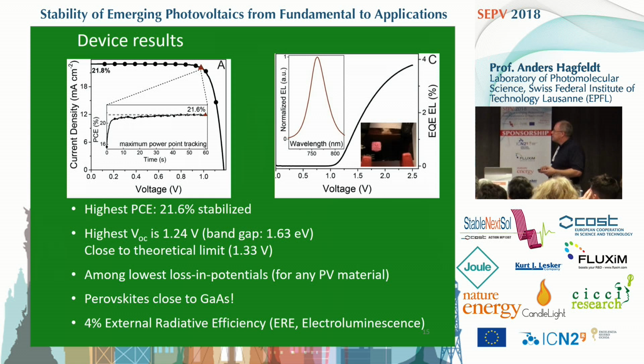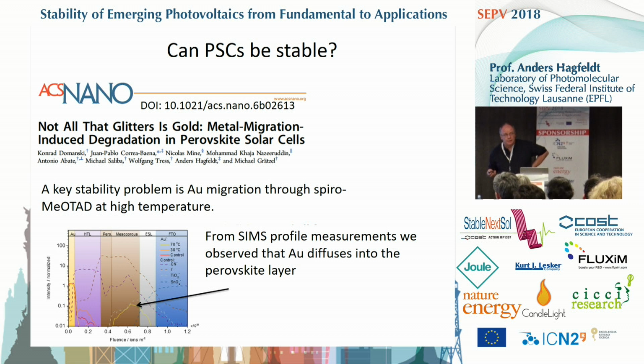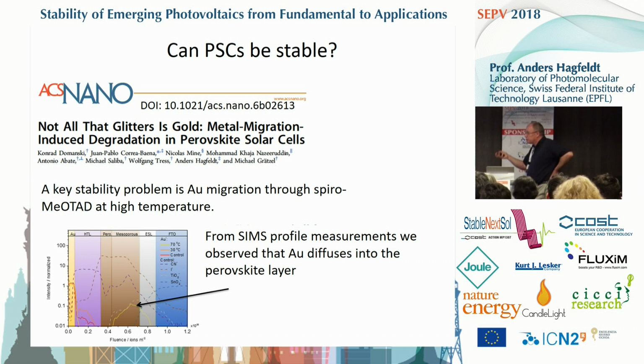Can it be stable? And we have heard that, yeah, there are many reasons why not. We started to work on that, with a PhD student, Konrad. To make a long story short, we saw that at high temperature, 85 degrees, under continuous illumination, the system we used was absolutely not stable. We dropped from 19% to 5%. And we looked into it. It was a normal spiro and a gold contact.